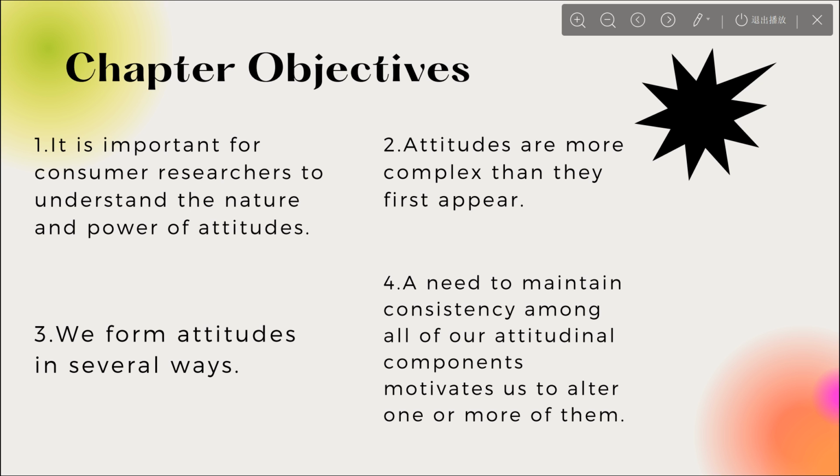after exposure. All right, so we are going to talk about the chapter objectives. So number one, it's important for consumer researchers to understand the nature and power of attitudes. And number two, attitudes are more complex than they first appear. And number three, we form attitudes in several ways. And number four, a need to maintain consistency among our attitude components motivates us to alter one or more of them.